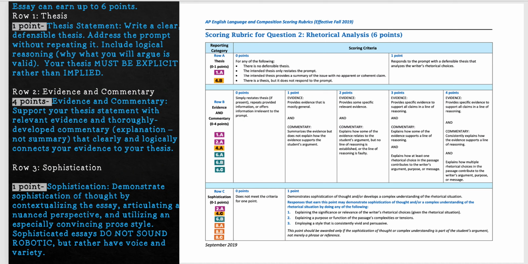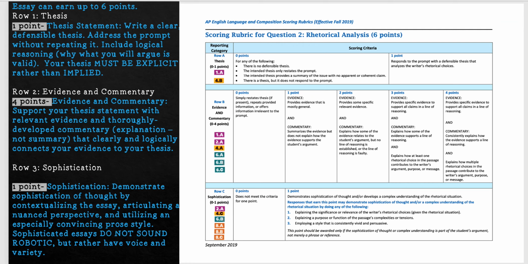The second point in this row is commentary. So the writer here consistently explains how the precise, select evidence they have chosen supports a line of reasoning. So the evidence has to match up with what you're trying to prove in any specific part of your essay. And then lastly, the writer explains how multiple rhetorical strategies, obviously not just one, but the strongest strategies that the writer of the text has used in the passage, contribute to the writer's argument, purpose, or message.